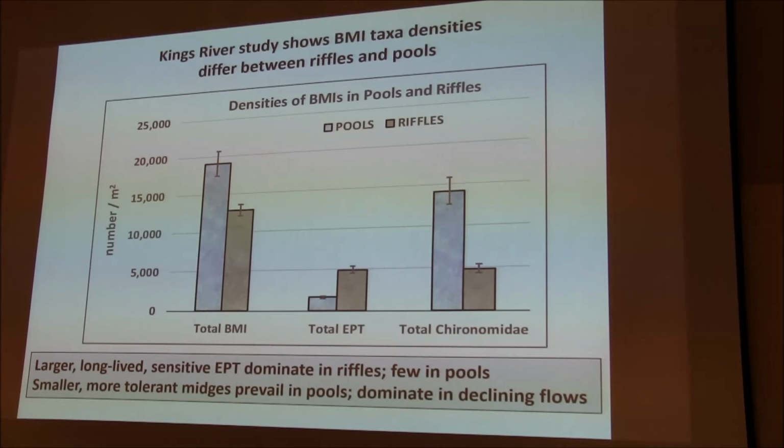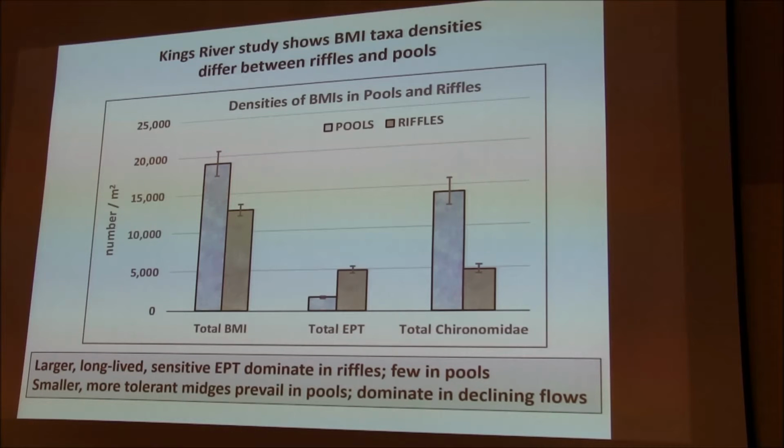In addition, the Kings River study shows that there's also big differences in the densities of BMI taxa. So if you look at this graphic here, we're looking at density on the y-axis, and then different invertebrate groups in these bar columns. So on the left, we're looking at the total BMI densities. You can see in blue, they're higher in pools than they are in riffles. If we look at the total EPT, you can see there's many more in the riffles than there are in the pools. And then if you look at midges, the Chironomidae, many more midges in the pool environments than we see in the riffle environment. So again, not a big surprise there.